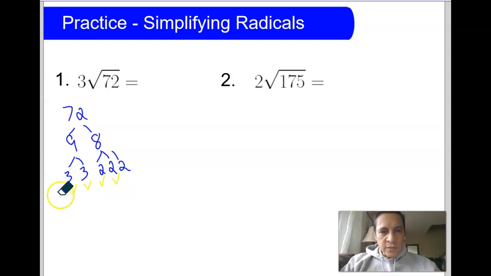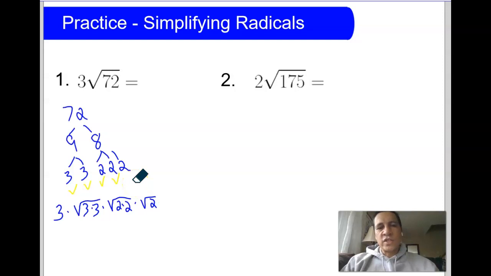So 3 times the square root of 72 is just going to be 3 times the square root of 3 times 3, times the square root of 2 times 2, times the square root of 2. Got to make sure you're using all of those factors, right? And a quick check is just knowing that 3 times 3 is 9, 2 times 2 times 2 is 8, and you see we have 72 under the radical sign here. Well, this is going to simplify more to 3 times 3 times 2 times the square root of 2. 3 times 3 is 9. 9 times 2 is 18. 18 times the square root of 2.